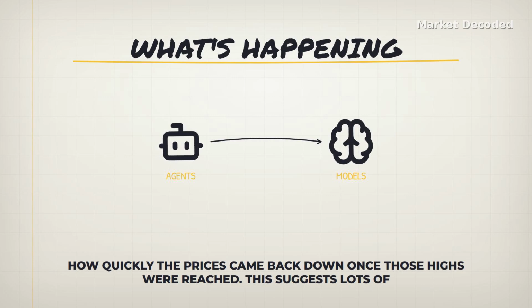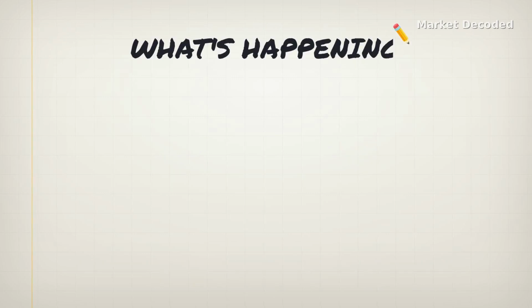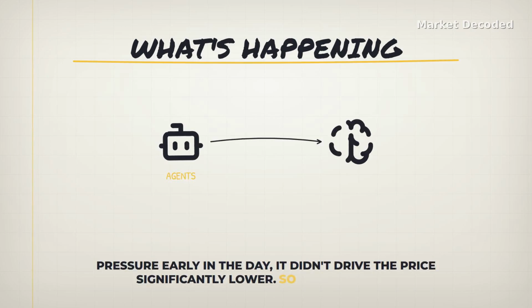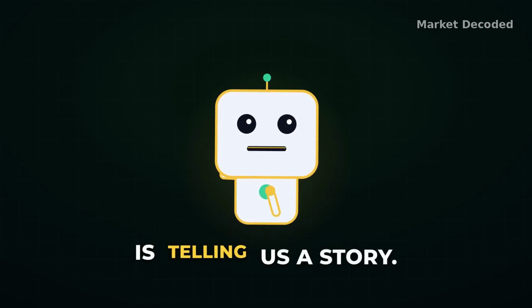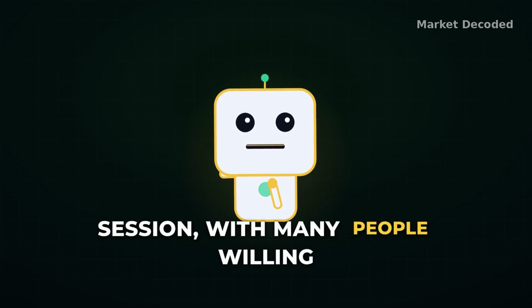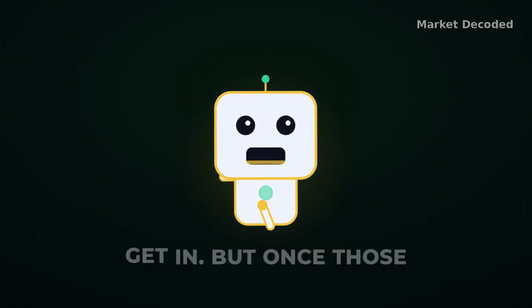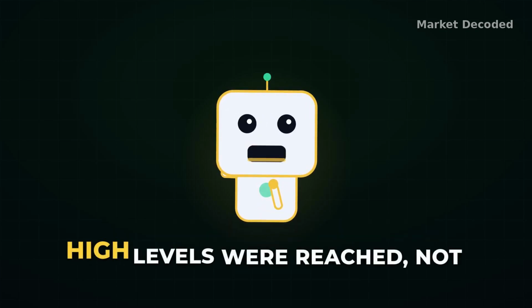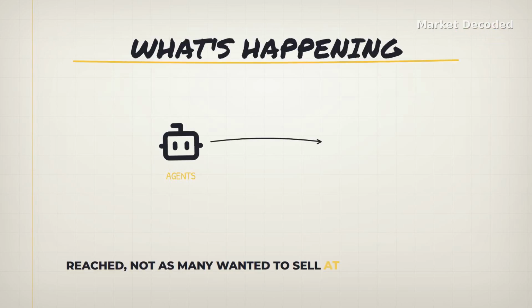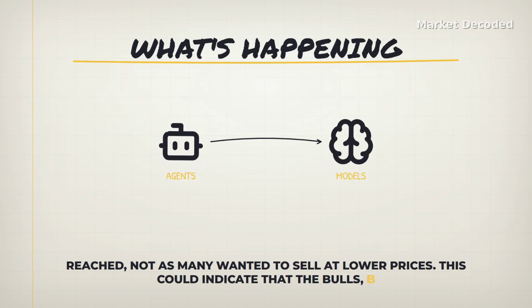The short lower wick tells us that while there was some selling pressure early in the day, it didn't drive the price significantly lower. So even though the open was slightly lower, the market managed to hold on to its gains. In essence, this candlestick is telling us a story. Bitcoin prices surged during the session, with many people willing to pay higher prices to get in. But once those high levels were reached, not as many wanted to sell at lower prices. This could indicate that the bulls, buyers, had more power than the bears, sellers.